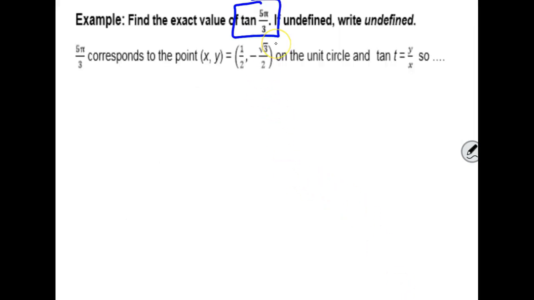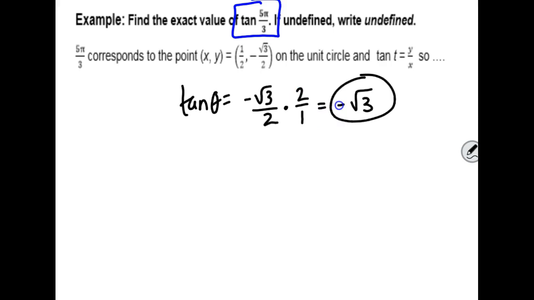It's there. So when I go to find tangent, if it's y over x, that means I set up a little fraction work here, so negative square root of 3 over 2. And then instead of dividing by x, I could just multiply by the reciprocal. There's your tangent.